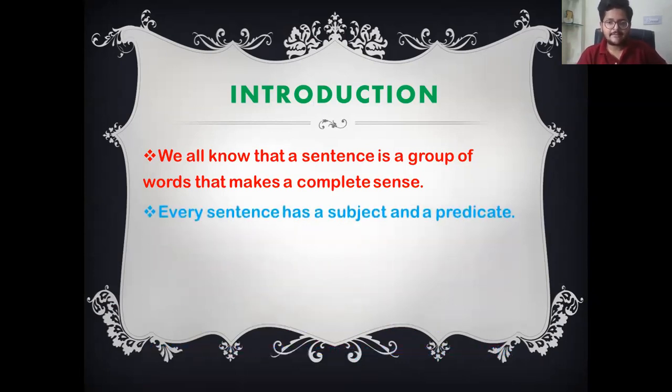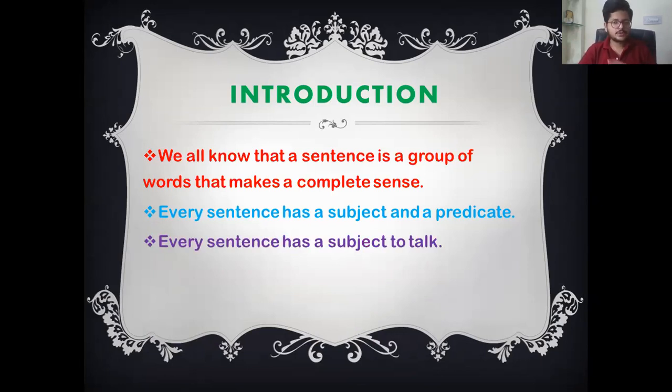Next point. Every sentence has a subject and a predicate. Whatever sentence you will see, every sentence will have a subject and it will have a predicate. So what are the parts of sentence? There are two parts of sentence. One is the subject and the second is the predicate. Remember, every sentence will have a subject and it will have a predicate.